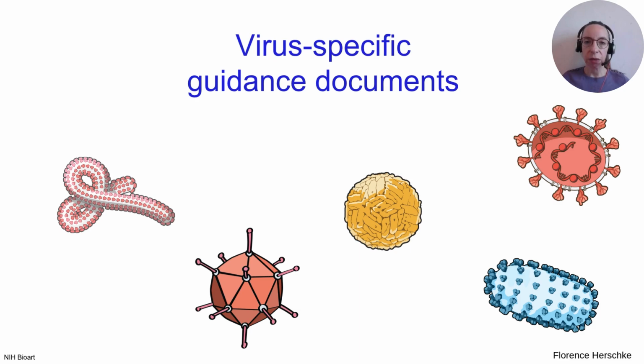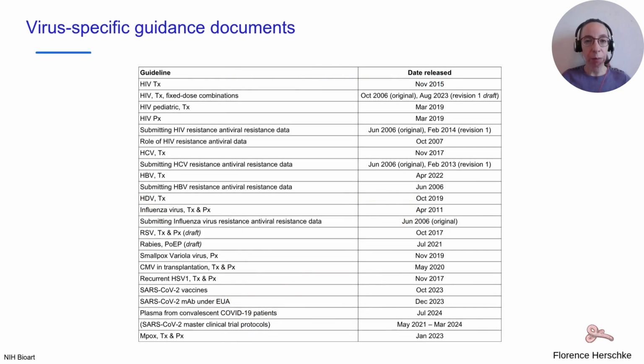All right, that was it for the general guidelines for all antivirals discovery. Now moving to the virus-specific guidance documents. As you can appreciate below, there are a number of them. The idea is not to go through each separately, but more to list them for your own information, so you can go and check them.